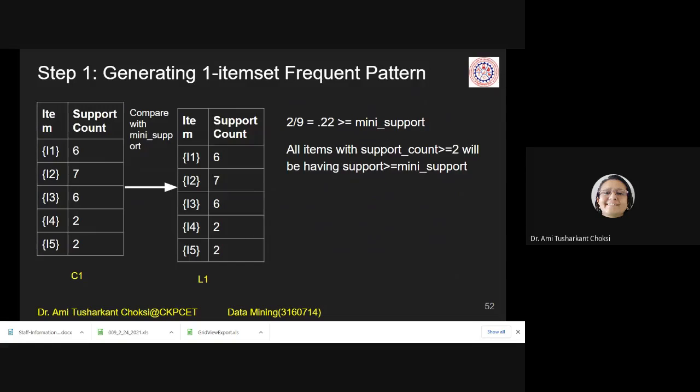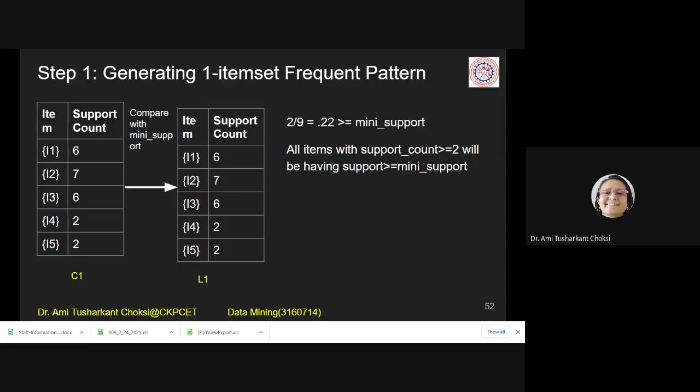Now here, see the way I have written in this presentation for you, the same way you should write in your exam paper. I have written it that way so that you can follow the same thing. So see it properly and please follow the same to get full marks, for such an example. Okay, so let us see step 1, generating the one item set frequent pattern.